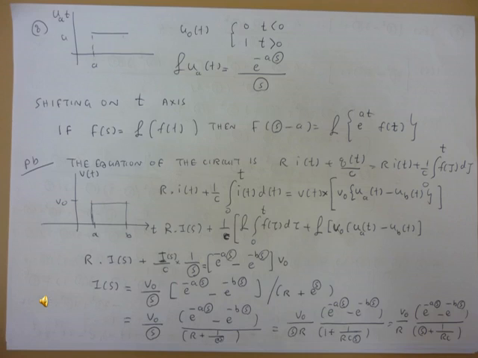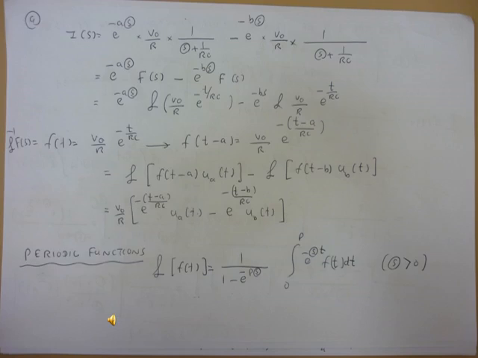We continue to solve. So in this case, IS is equal to e power minus AS multiply V0 by R, multiply 1 divided by S plus 1 by RC, minus e power minus BS, multiply V0 by R, multiply 1 divided by S plus 1 by RC.